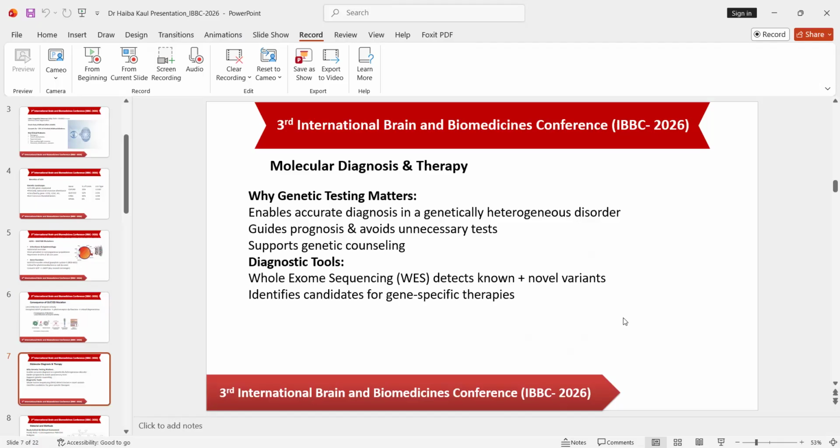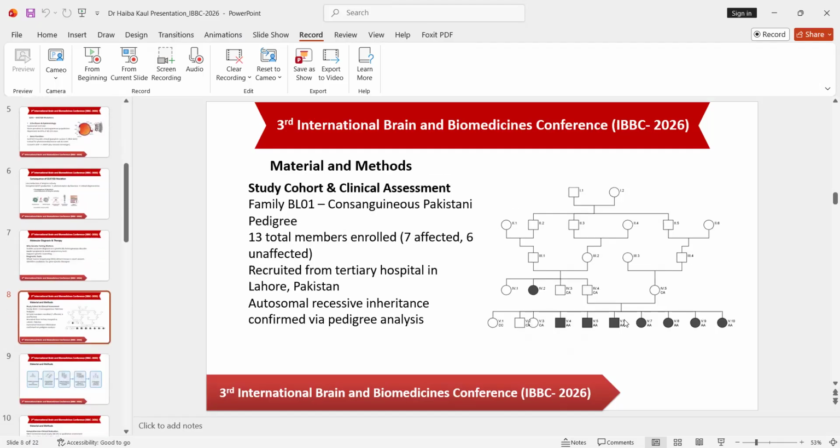And the diagnostic tools nowadays, the various tools of NGS, are there and they can help to identify the cause of the disease in different patients.